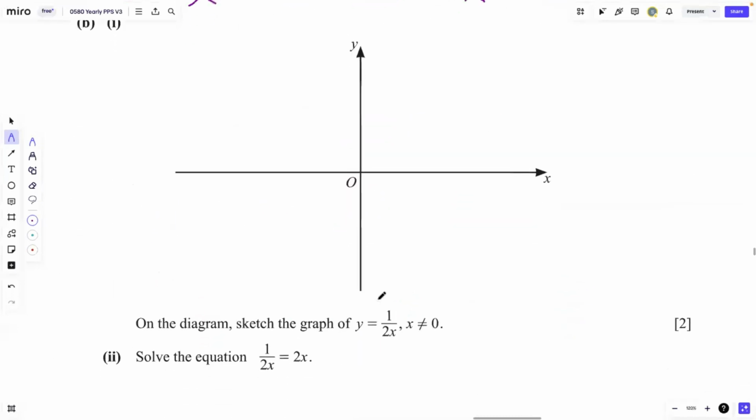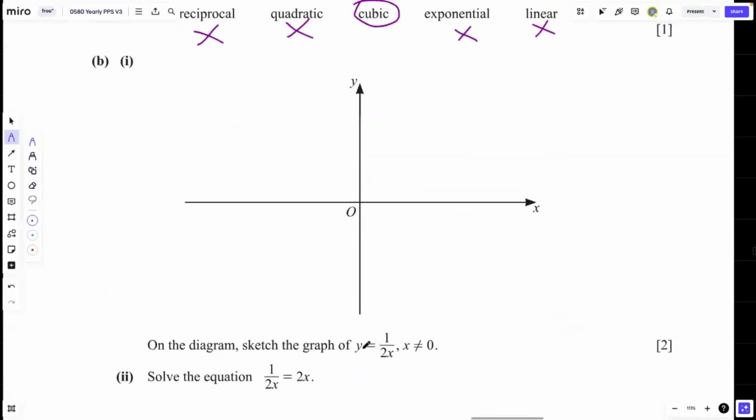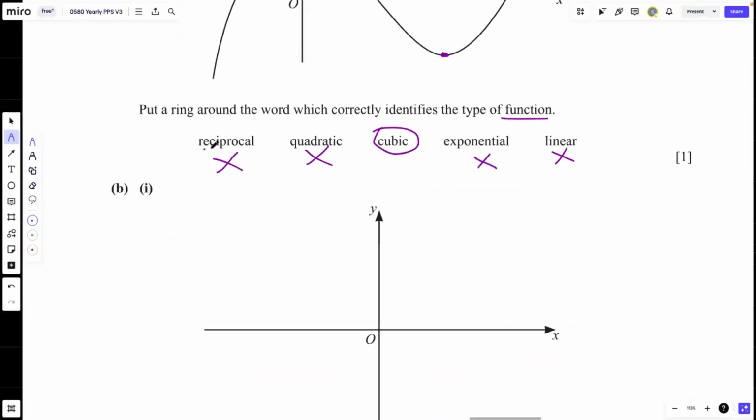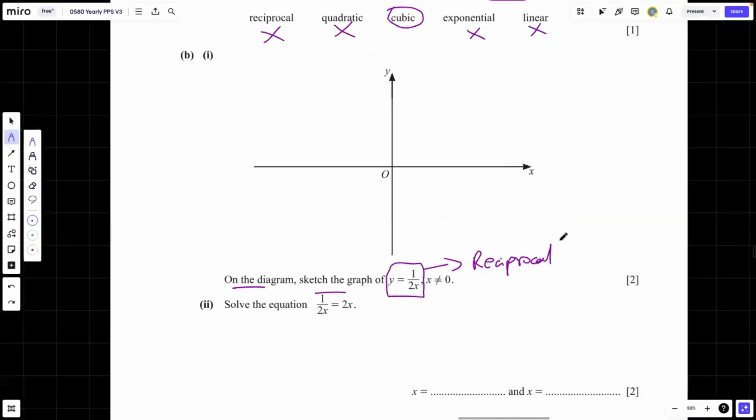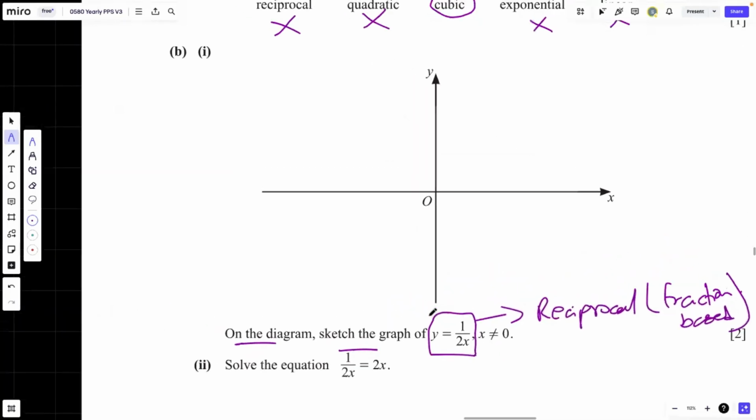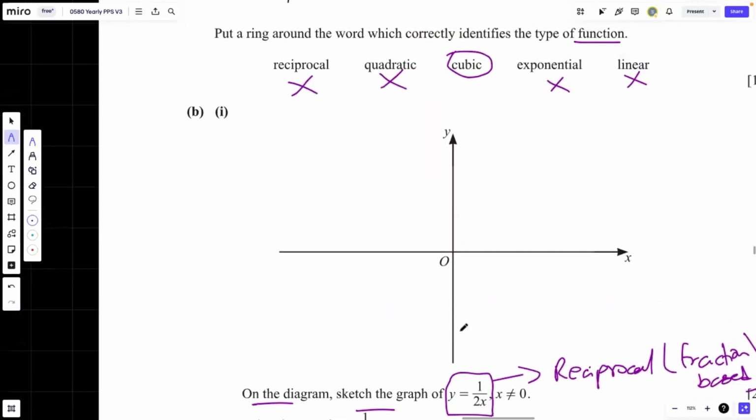Let's move forward. Okay, in the next part, you're supposed to sketch the graph of y equals 1 over 2x. What type of function is this? It's actually a reciprocal function, the one that we just discussed, the reciprocal function, the shape of it. The reciprocal graphs are fraction based. Those are your reciprocal functions.